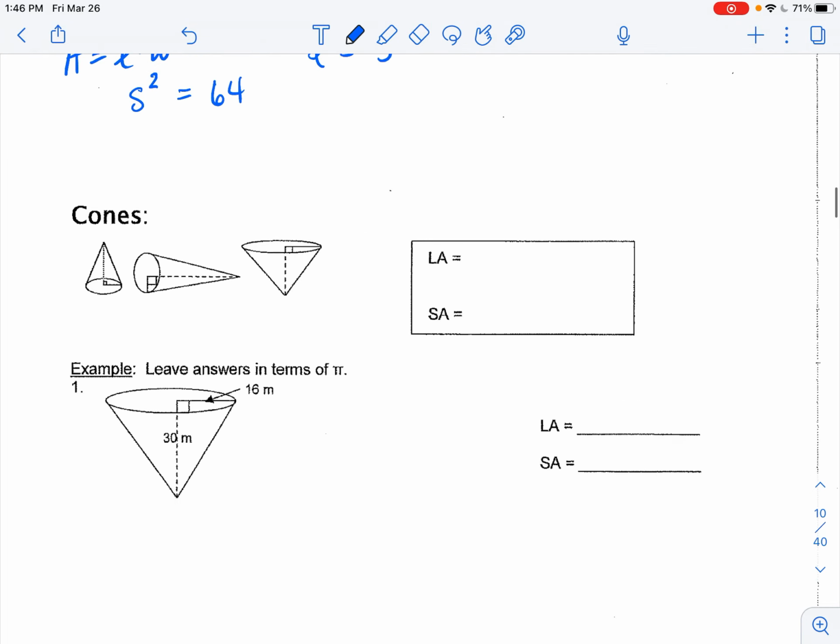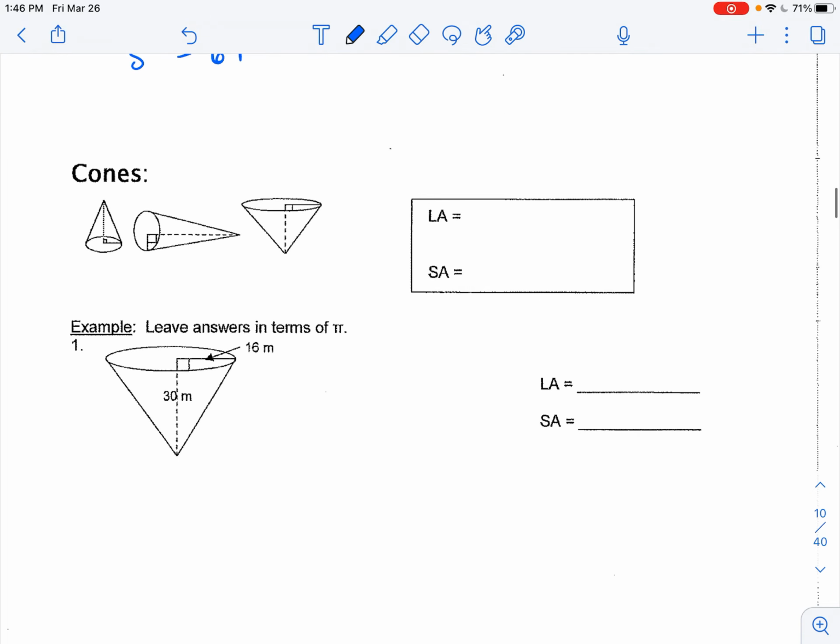All right, let's take a look at cones. The formula for the lateral area of a cone is pi RL, where R is the radius and L is the slant height. The total surface area is the lateral plus the area of the base. And in this case, the area of the base is always a circle, so that's going to be pi r squared.